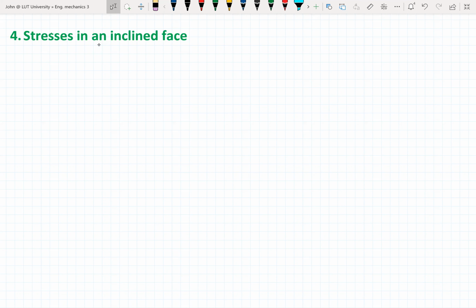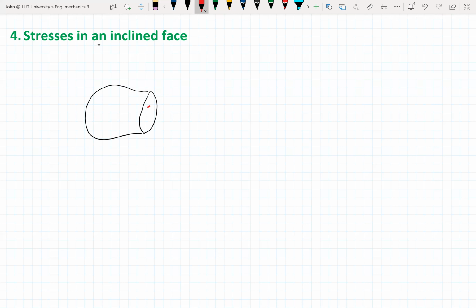Now, let's talk about stresses in an inclined plane. For that, I'm going to bring our peanut-shaped body that we drew at the beginning of this lesson or this topic. It's going to be something like this. At that time, let's say that we assumed that the force coming out of the point we chose on the body was normal to the cut plane.